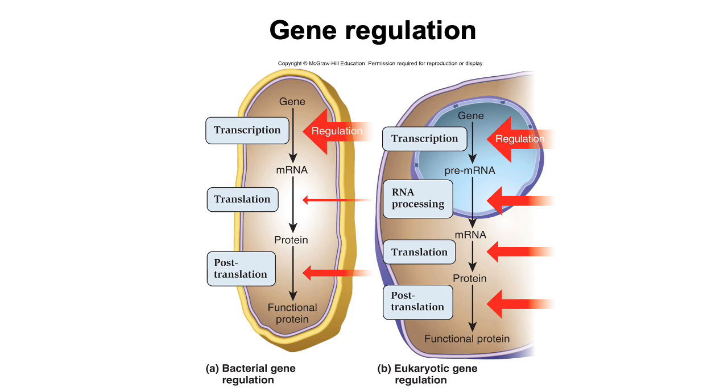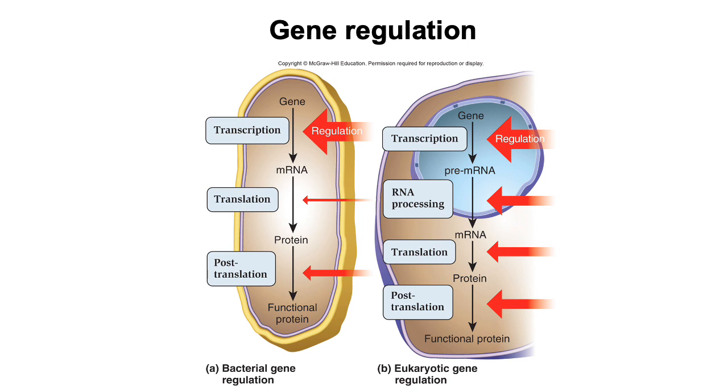You could also regulate it in prokaryotic cells at the level of translation. Right? If the messenger RNA does not get translated into protein, that also affects the amount of functional protein that's there. And then, in addition, we can modify those proteins post-translationally, and that then results in functional proteins.